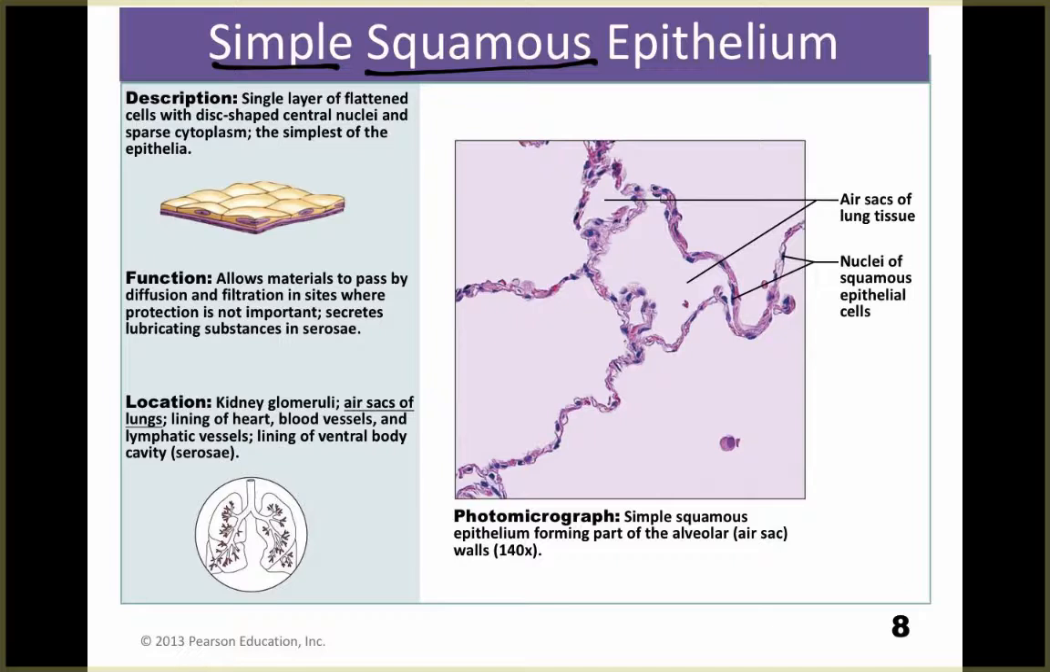Its major function is to allow material to pass and diffuse through it, right? And so here, you're not going to get any kind of protection or anything. These are found normally in areas where we don't need protection. So a perfect example of this is in the air sacs of the lungs, where you can find this. And this kind of gives you a nice picture of it.